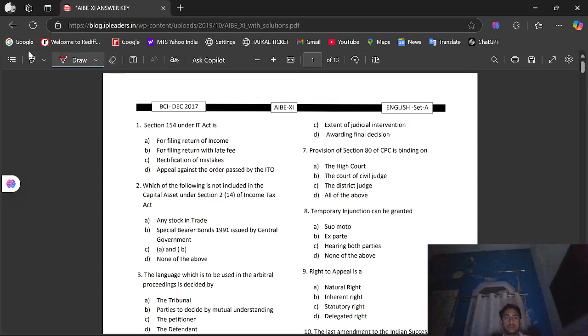First question says Section 154 under IT Act is option A for filing return of income, option B for filing return with late fee, option C rectification of mistakes, option D appeal against the order passed by the ITO.